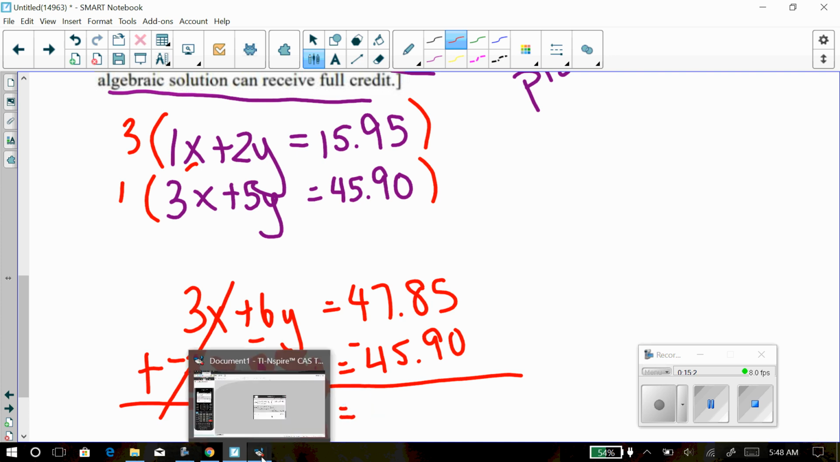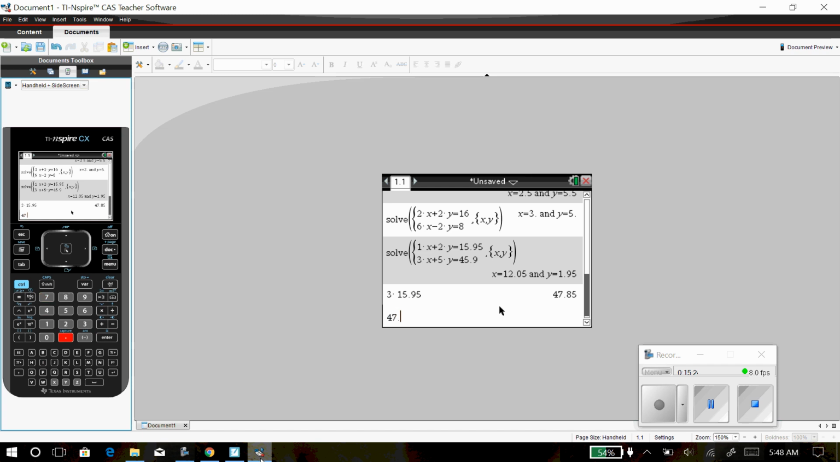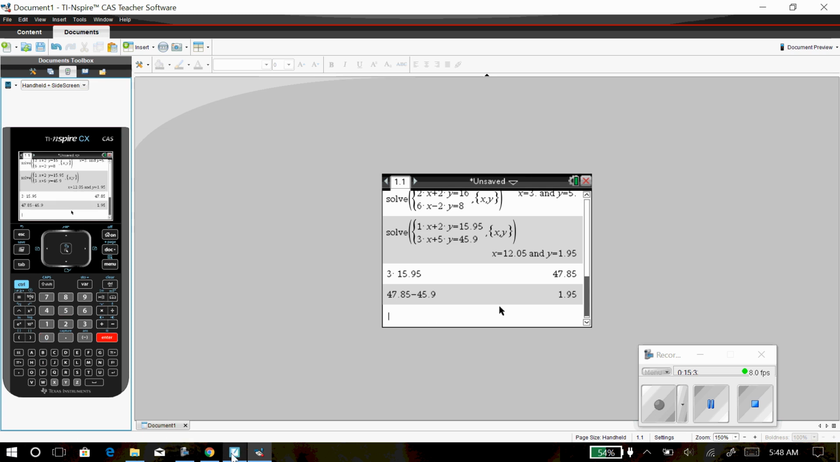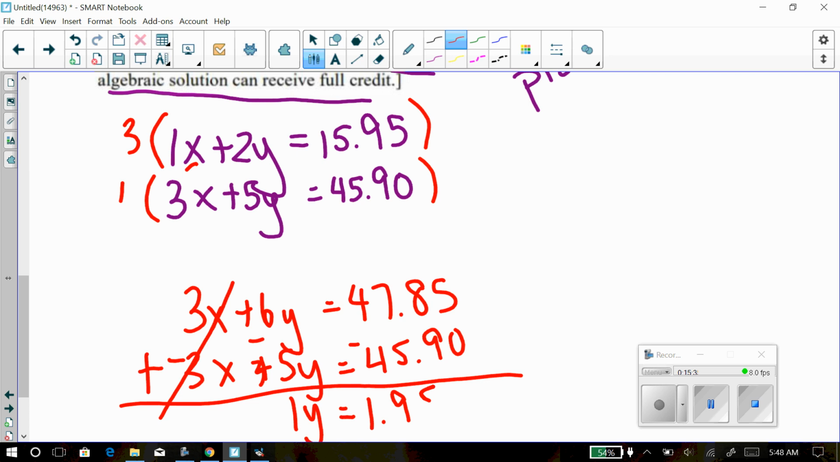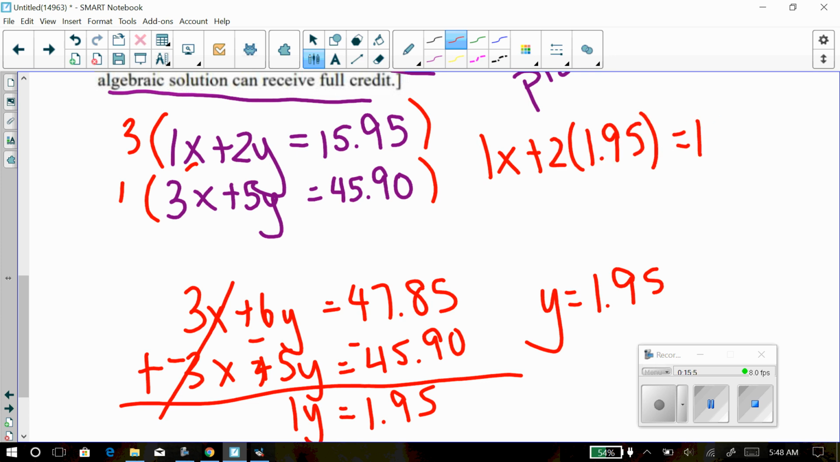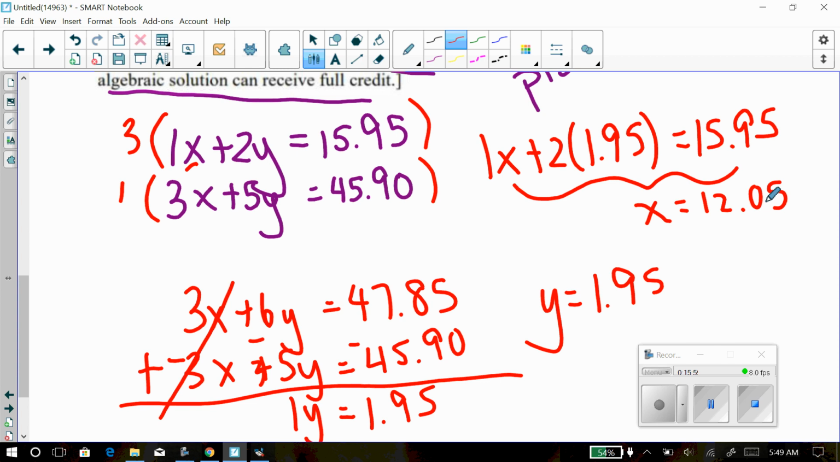equals, well, if I don't know what that is, I'm going to put it in my calculator. So 47.85 minus 45.90. $1.95. So y equals 1.95. But y was a drink. So now what you want to do is plug y back into one of the equations and solve for x. And if you were to solve this for x, you would get x equals 12.05, which is the price of the pizza.